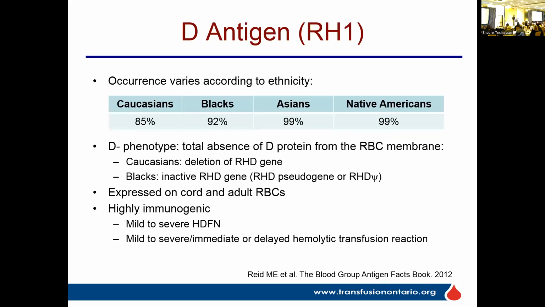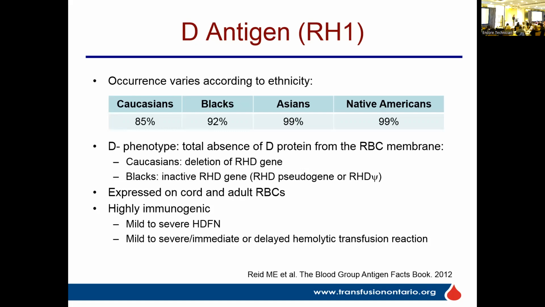But today, we will focus our attention on the D antigen. It is also called Rh1. Its prevalence varies according to ethnicity. In Caucasians, approximately 85% of people are D positive, whereas it is approximately 92% in Blacks. And in Asians and Native Americans, it's a high prevalence antigen, so almost everybody is D positive. The D negative phenotype is characterized by the total absence of D protein from the red blood cell membrane. In Caucasians, it is caused by the deletion of the RHD gene, whereas in Blacks, it is very frequently caused by an inactive RHD gene that we call the RHD pseudogene.